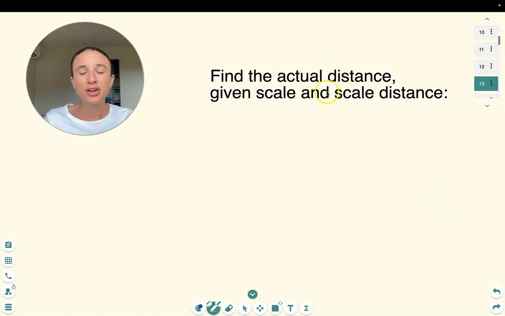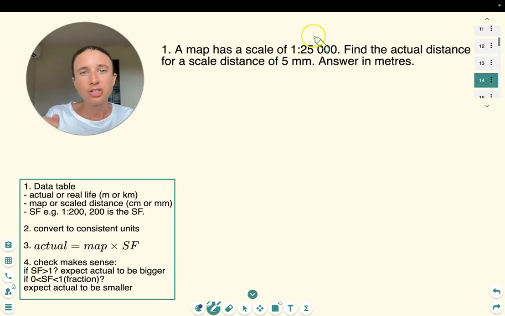Hello, in this video we're going to look at finding the actual distance given the scale and the scale distance. So a map has a scale of 1:25,000. Find the actual distance for a scale distance of 5 millimeters. Answer in meters. So first thing with these problems, you want to make a data table.